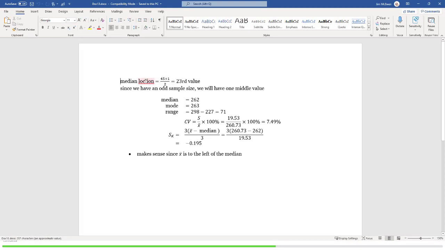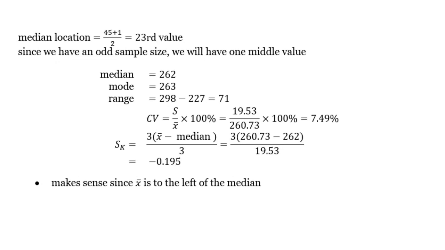Let's have it read aloud so that you know what your students will be hearing if they decide to have it read aloud as well. So this proofing is very important because it's not always what you expect. Median location equals numerator, 45 plus 1 and numerator, over 2 equals 23rd value. Since we have an odd sample size, we will have one middle value.